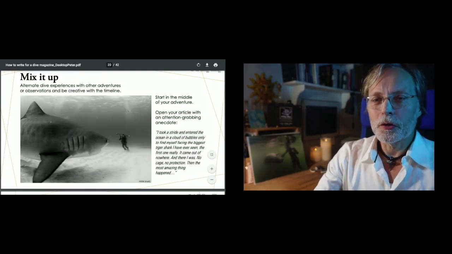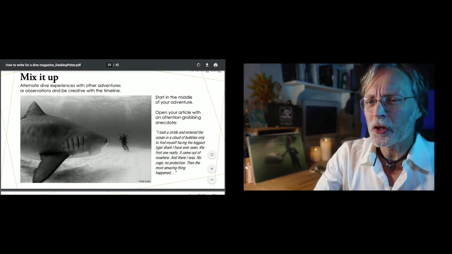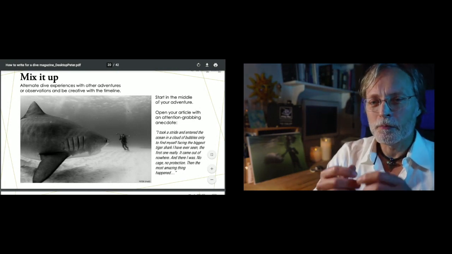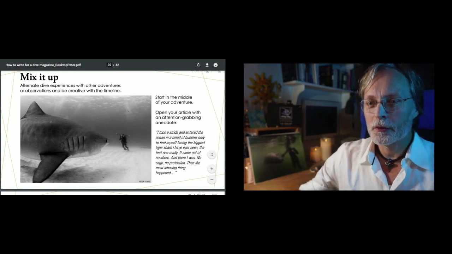I took a stride and entered the ocean in a cloud of bubbles, only to find myself facing the biggest tiger shark I've ever seen. The first one, really. It came out of nowhere. And there I was, no cage, no protection. Then the most amazing thing happened. Well, did I get your attention?